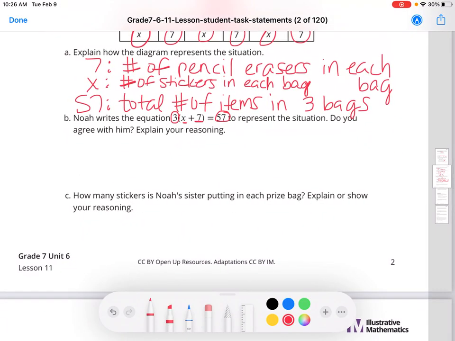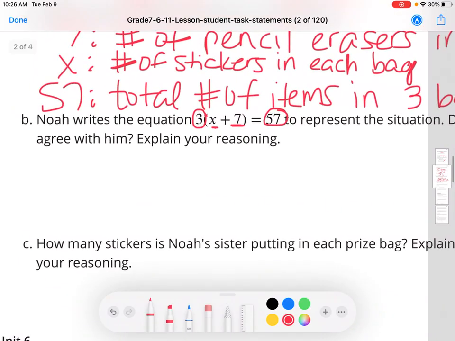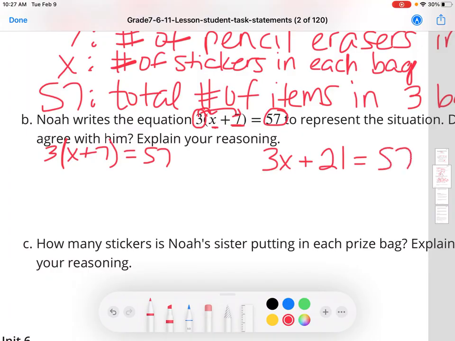On C, it says how many stickers is Noah's sister putting in each prize bag? So I know that I have a total of 57 items in 3 bags. So there's 2 different ways you can solve your equation. So we have 3 times x plus 7 is equal to 57. Or we can apply the distributive property and go ahead and expand that out. So when I distribute my 3, I have 3 times x, which is 3x. And then 3 times 7, which is 21. And then I have a total of 57.